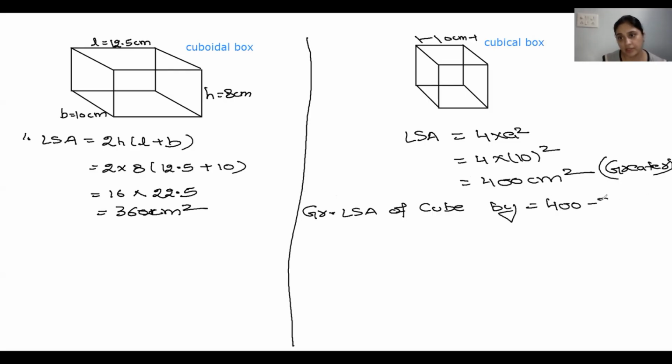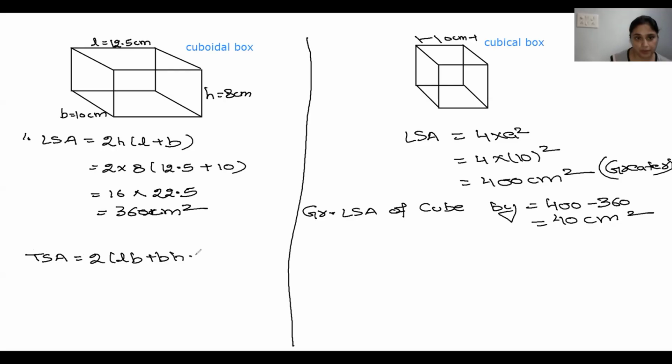400 minus 360, which is equal to 40 centimeter square. So that 40 centimeter square is the difference between the two. Now let us work out the total surface area. अब हम TSA पे काम करते हैं बच्चों. So that is 2 of LB plus BH plus LH, right?